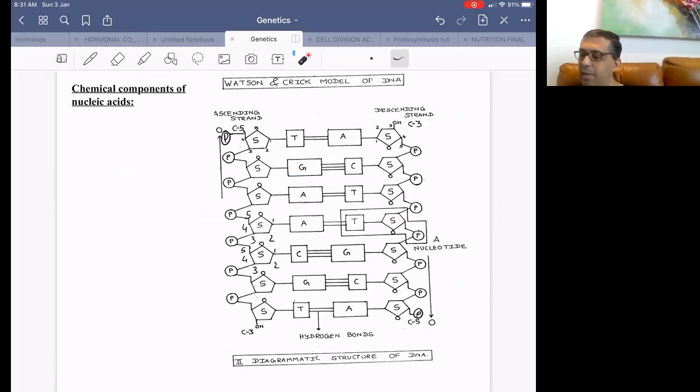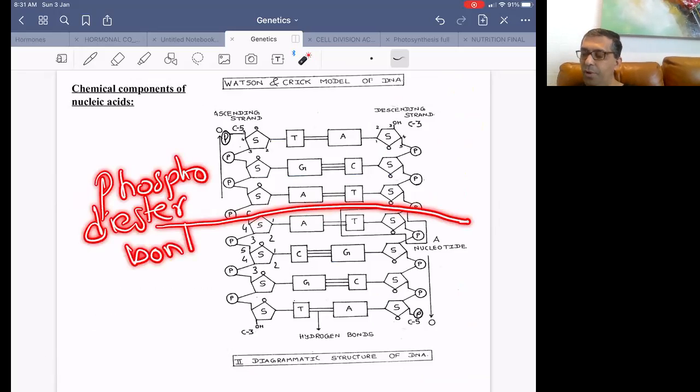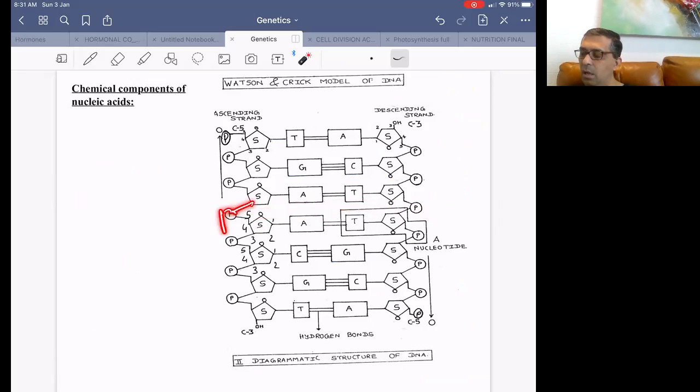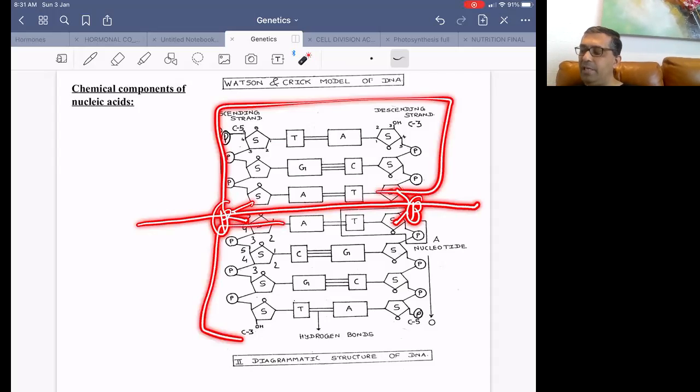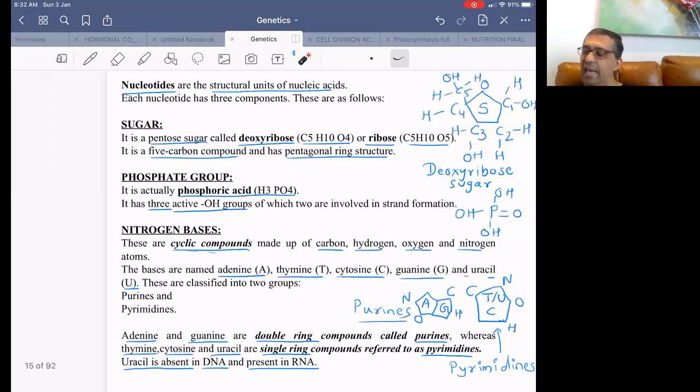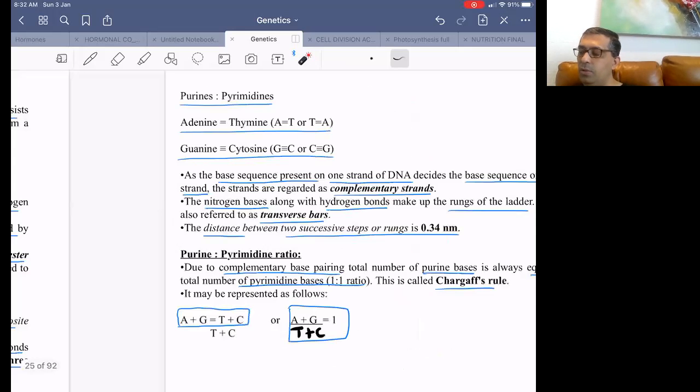So which bonds are exactly broken? If you remember, phosphodiester bonds. These are phosphoester, phosphoester, phosphoester, phosphoester. And the incision enzyme breaks the phosphodiester bonds. And you will get multiple fragments of DNA. So the entire DNA is broken by breaking phosphodiester bonds.